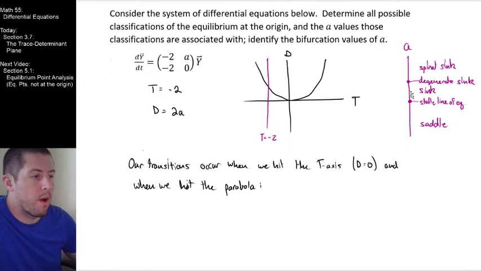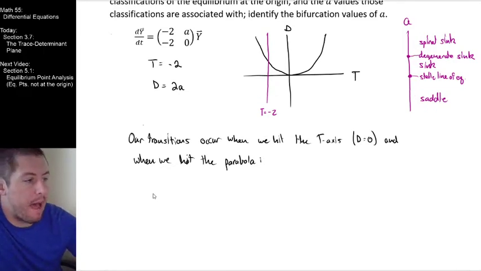So let's go ahead and solve for what the two values of A are that are going to cause this to happen. So when are we going to hit D equals 0? Well, that one's super, super easy.